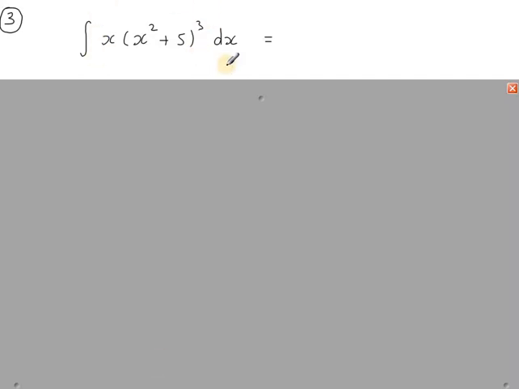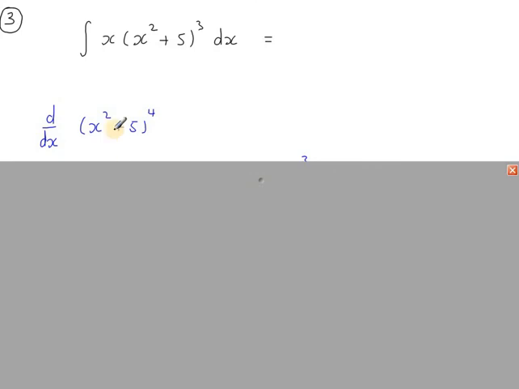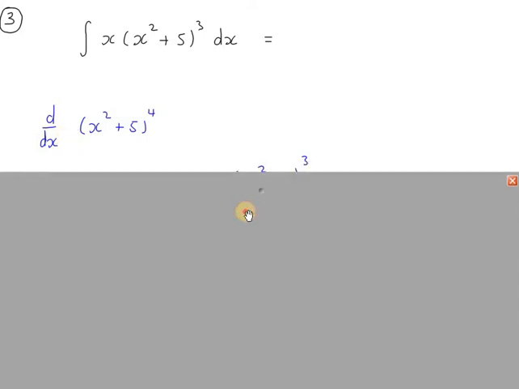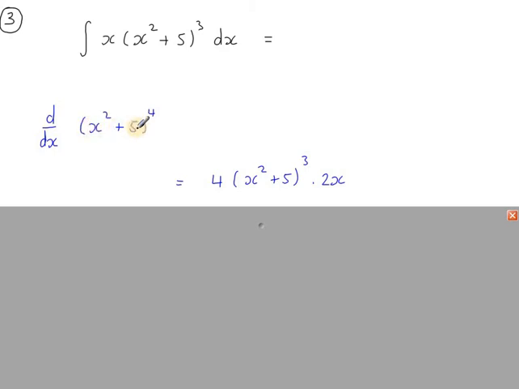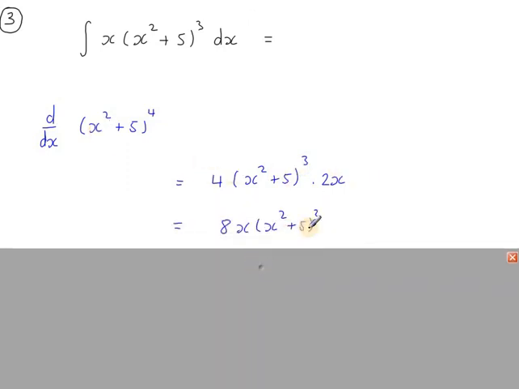Okay, so to integrate this function, I need to think of something that I can differentiate to get something similar to this. So if I start off with x squared plus 5 as a function raised to the power of 4, and then differentiate, one of the results of the chain rule gives me this. This is where I have a function in brackets raised to a power. The power comes to the front here. Reduce the power there by 1. Differentiate the function inside the brackets, we get 2x, we multiply by it, simplify, we get this, and this looks similar to this, apart from that 8.